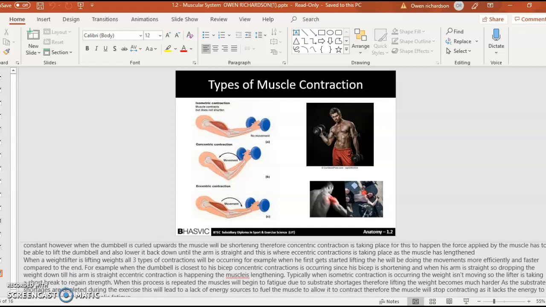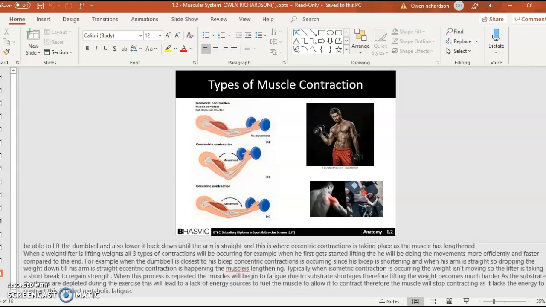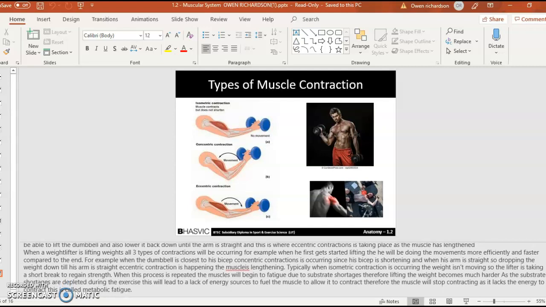For example, when you get started lifting the weight, you'll be doing the movements more efficiently and faster compared to the end. When the dumbbell is closest to his bicep, concentric contraction is occurring since his bicep is shortening. When dropping the weight down until his arm is straight, eccentric contraction is happening, therefore the muscles are lengthening.